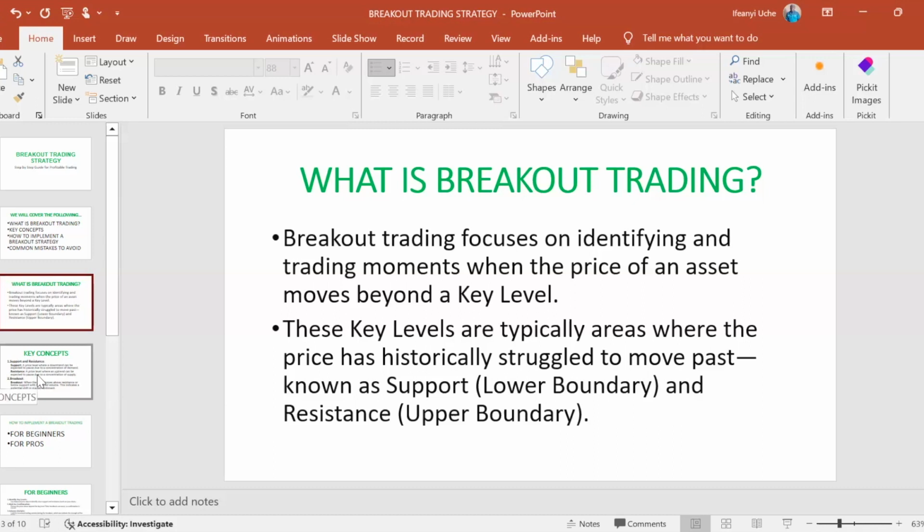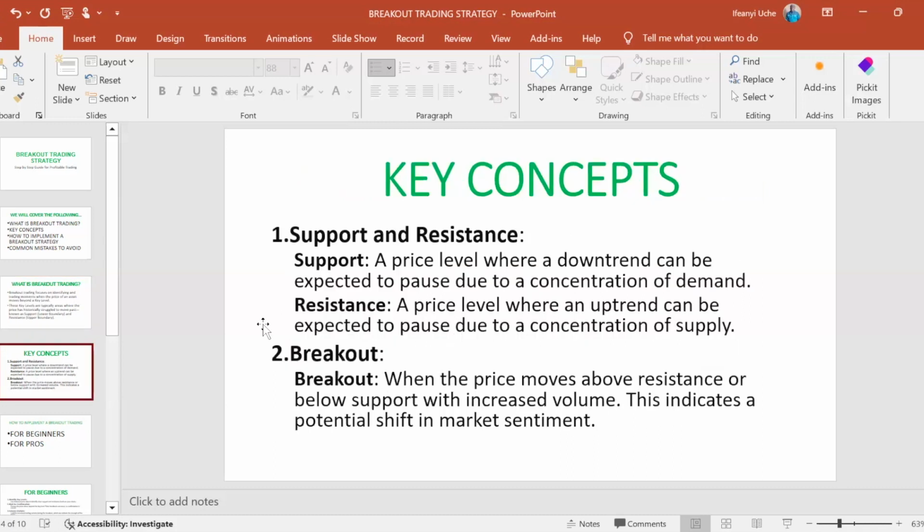So let's look at the key concepts in breakout trading. I've mentioned support and resistance, so let's look at support and resistance and then the breakout. These are the two major concepts here. Support is where, when price is in a downtrend and gets to that point, it pauses because there is a concentration of demand, so much buying pressure, around the place. If the pressure is strong enough, it will push price back up. That place is support.